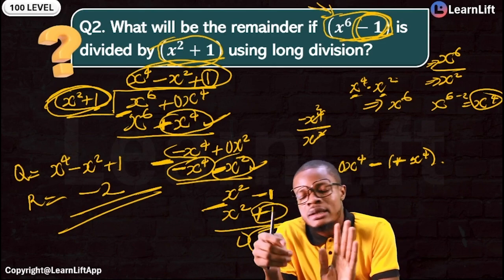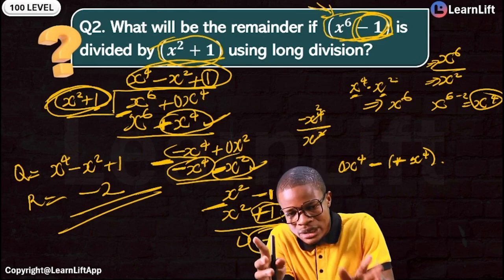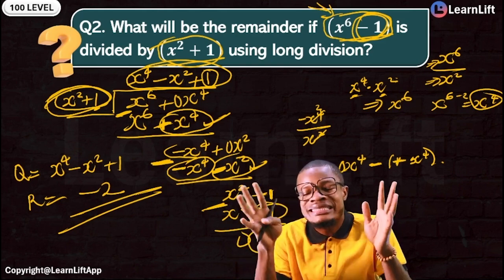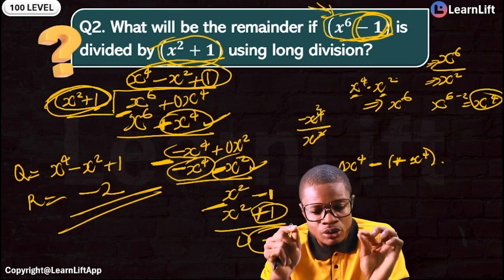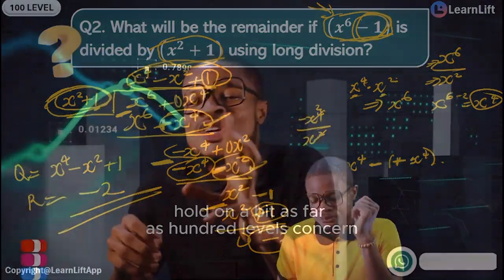Now, let me retake this number 2 question again so that you will flow with me very, very well. But take note that the answer is minus 2. Let me retake it. Repetition is key to retention. Let me retake it so that I will show you are following me very quickly. Now, flow with me. Hold on a bit.